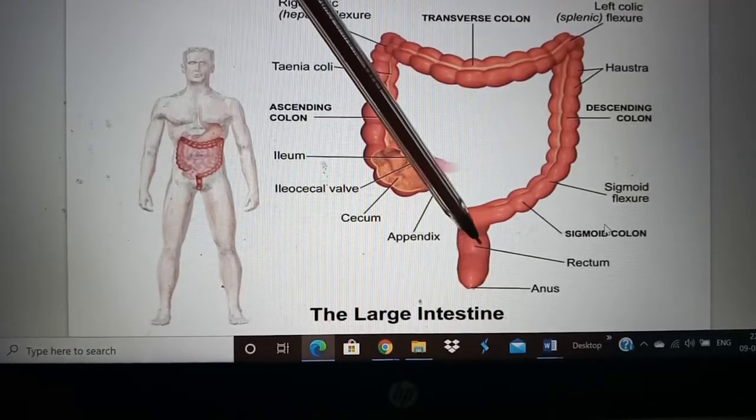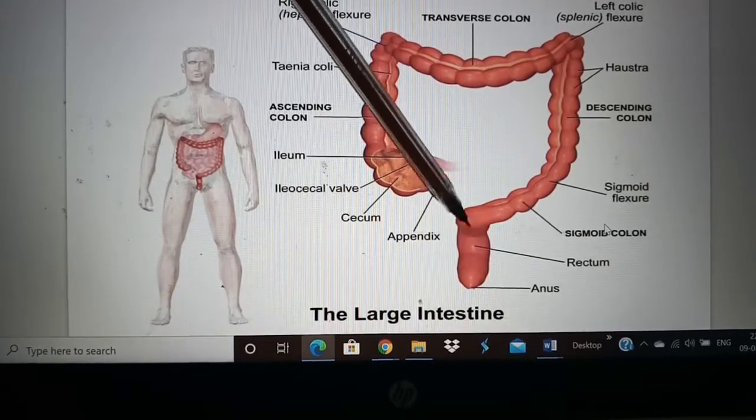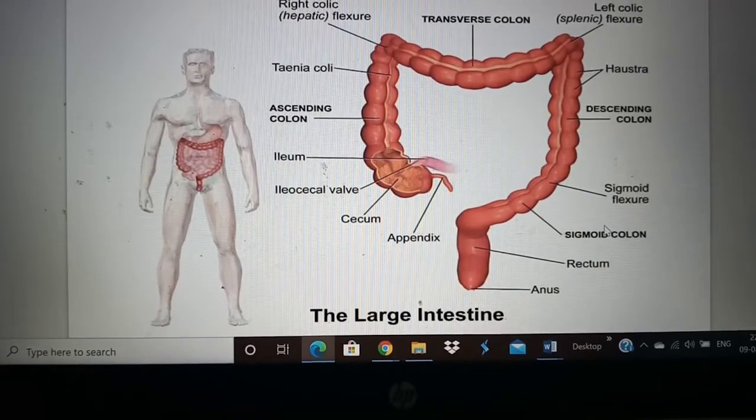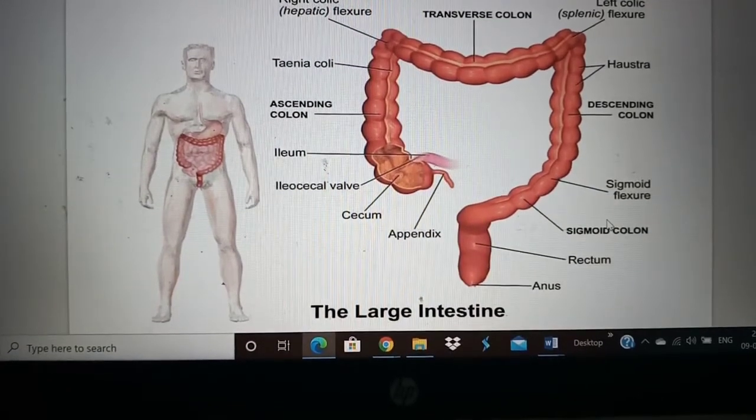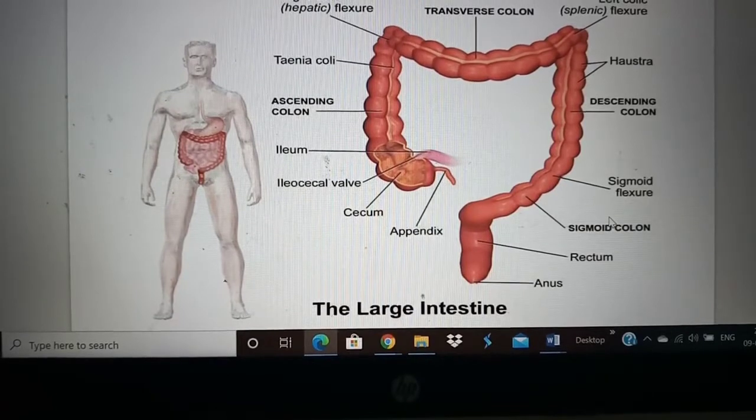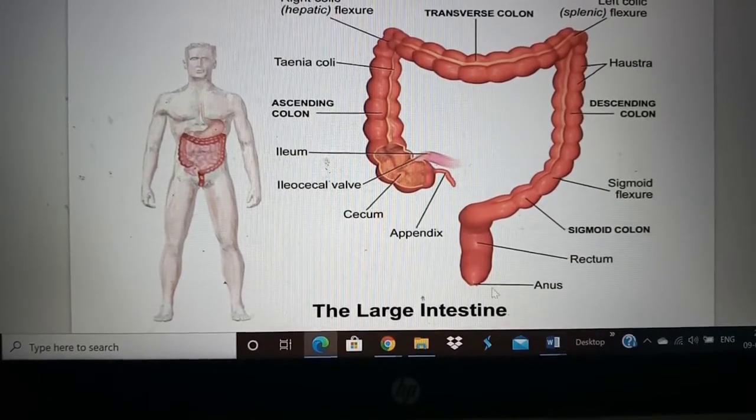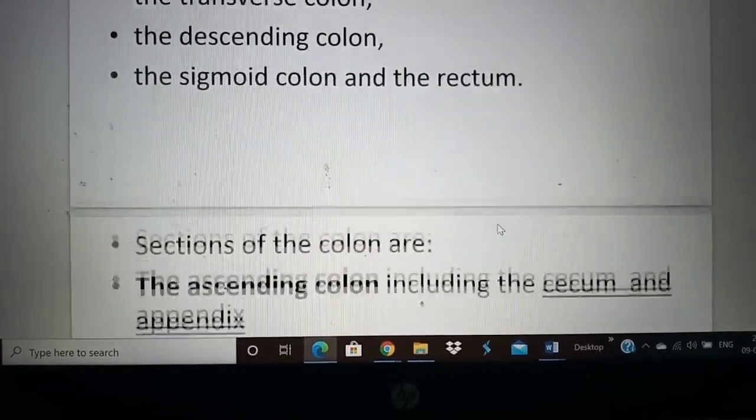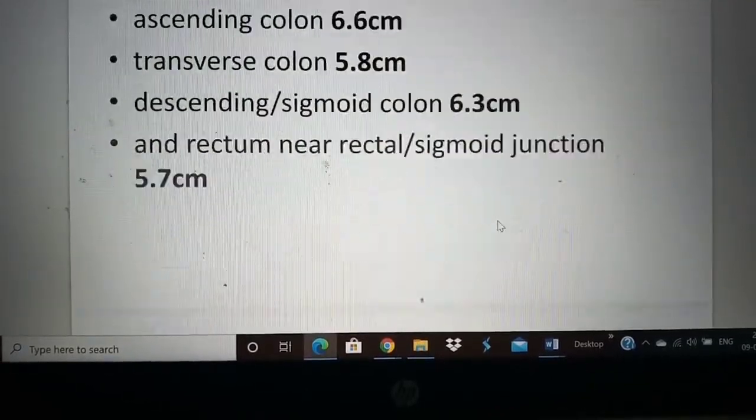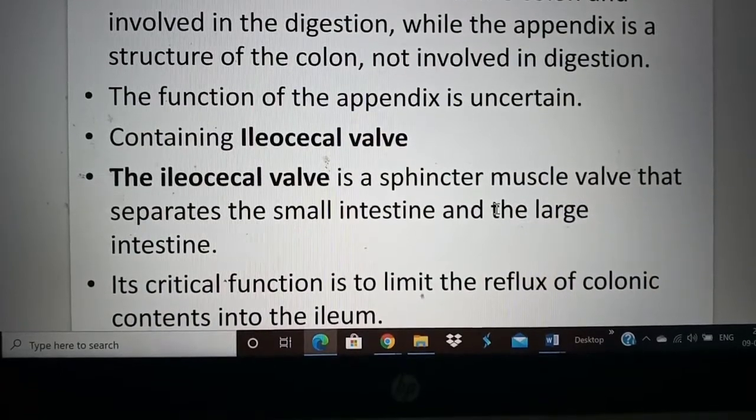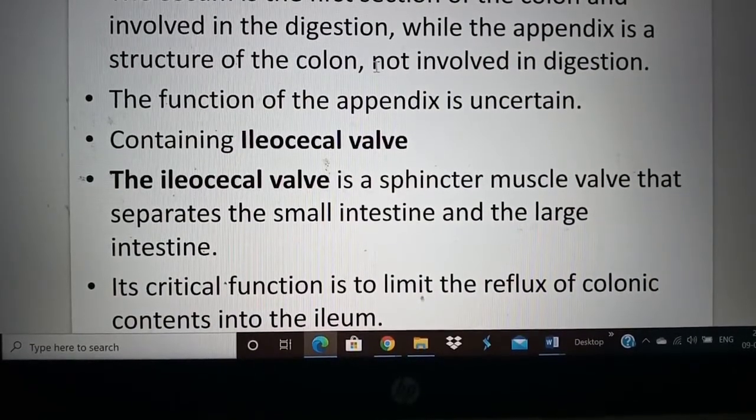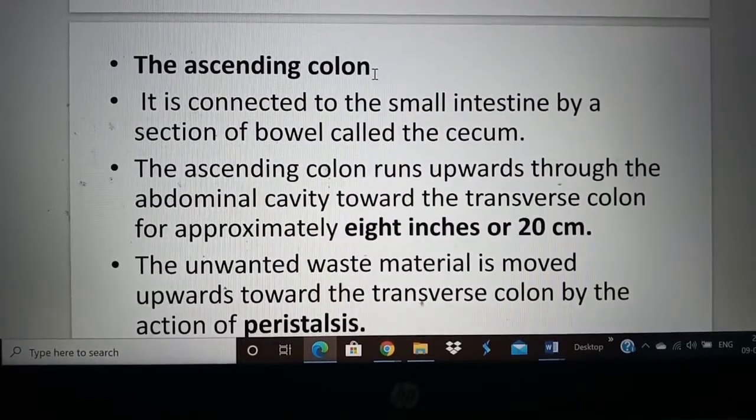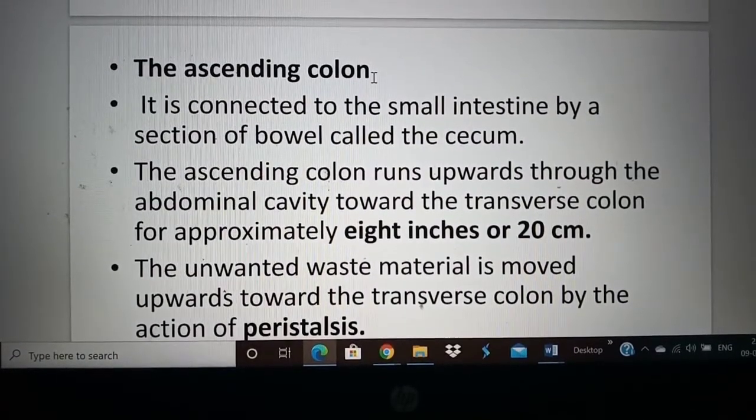The rectum is around 8 inches or 20 centimeters. It lies anterior to the sacrum and coccyx, and terminal to the rectum is the anal canal, which is 2 to 3 centimeters. The ascending colon is about 20 centimeters and all the unwanted waste material is moved upwards towards the transverse colon by the action of peristalsis.